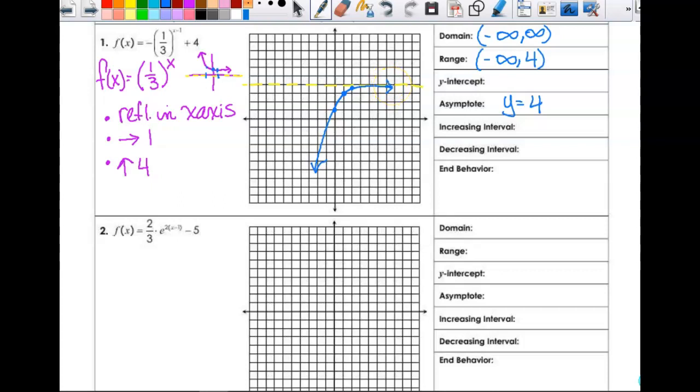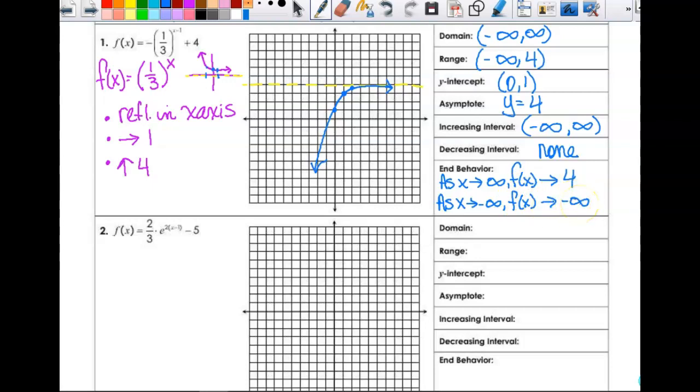All right, y-intercept. I plotted it, it's right there, it's at 0, 1. It's increasing the whole time. As x goes from -infinity to infinity, my y values are increasing the whole time. And then that means it's not decreasing at all. My end behavior: as x approaches infinity, f of x approaches 4. Then as x approaches -infinity, f of x approaches, we go this way, -infinity. Okay.